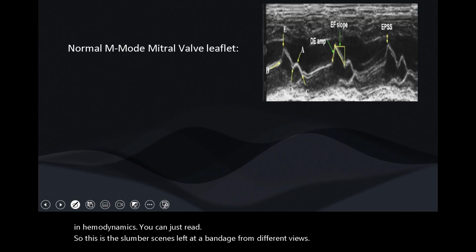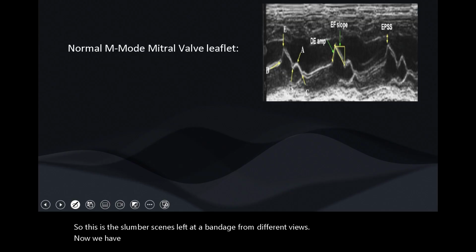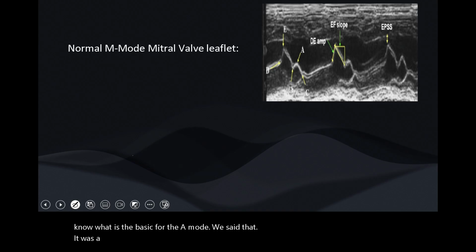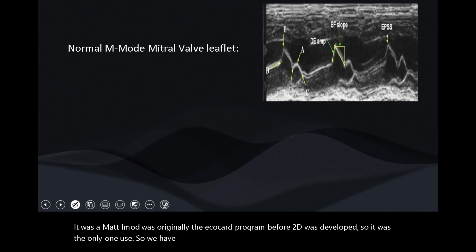Now we have M mode. How does it look in M mode? To read M mode, you need to know the basics of M mode. M mode was originally the echocardiogram before 2D was developed, so it was the only one used. So we have the parasternal long axis view. I have the mitral and aortic valves here. I have the mitral valve here.